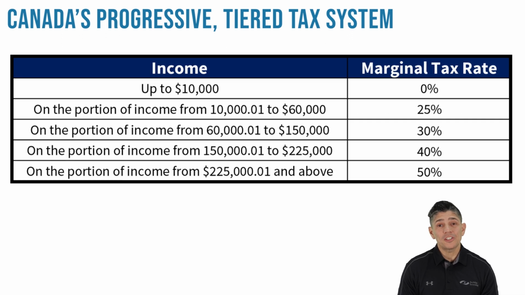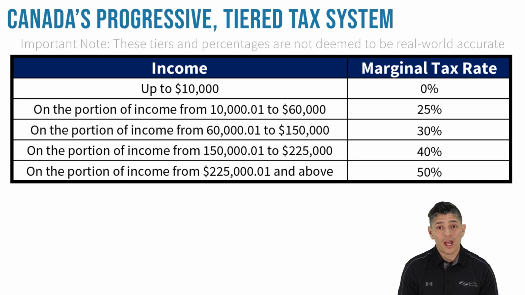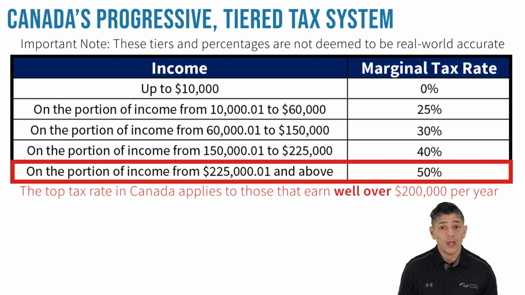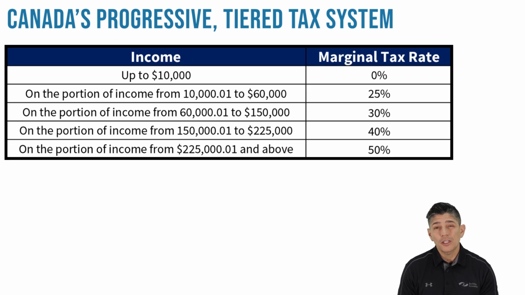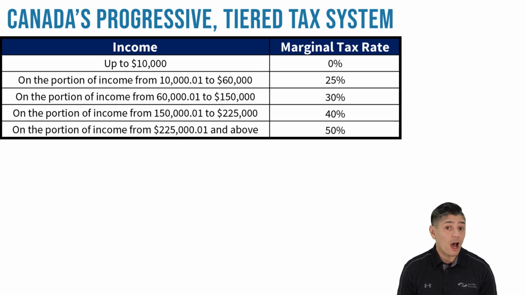For the purposes of this mini lesson, we're going to use the tax rate table you see on the screen. Before we start, I need to stress that these tiers and percentages are not deemed to be real-world accurate. I completely made them up using easy numbers for learning purposes. For example, in reality, the top tax rate in Canada applies to those that earn well over $200,000 per year. So be sure to focus on the concept I'm teaching, not the actual numbers or tiers.